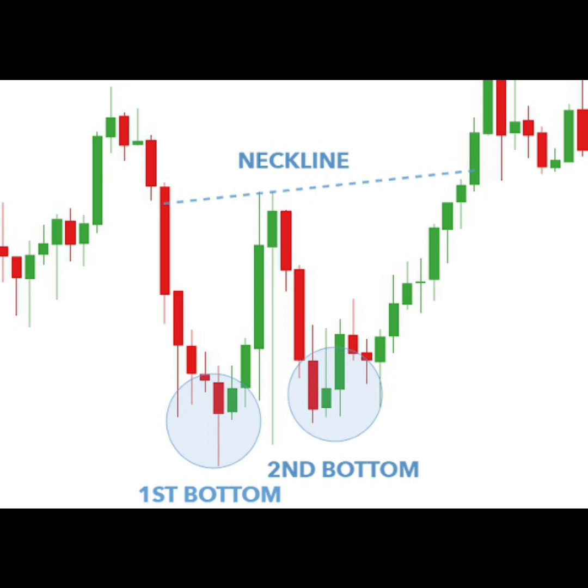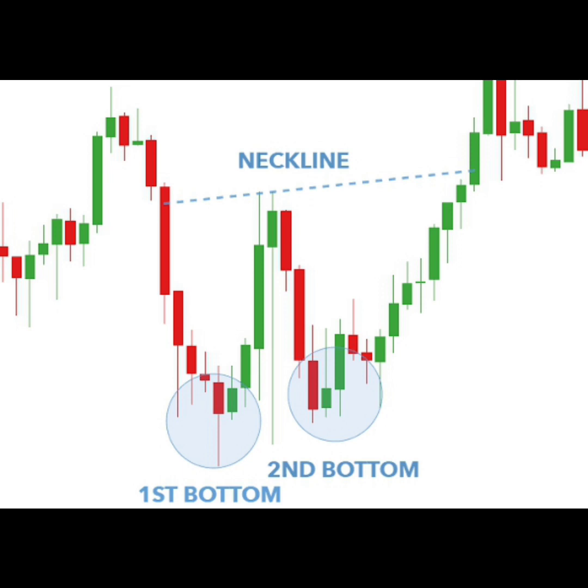You can see the neckline here, and you can see the downtrend. It made a first rejection, which is a bounce, a hammer at the first bottom, went up to touch the neckline, and came back again to touch the second bottom. That's why it's called the double bottom. And then it breaks out of this neckline, which is the resistance. So you can see it's actually the opposite of a double top.